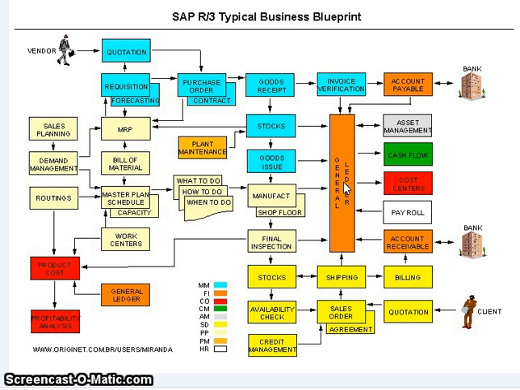So I think I've covered enough for these two modules, the FI, financial, and CO, controlling, which comprise FICO, and how they fit into the general SAP business blueprint. So I hope that you've gotten something out of that.